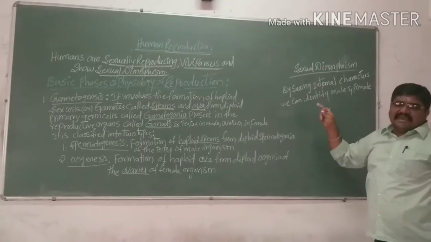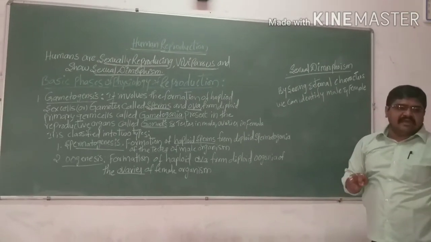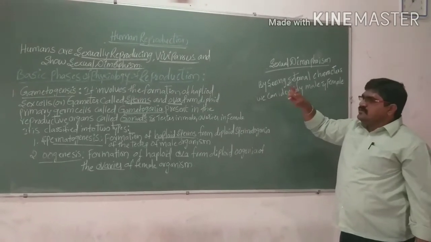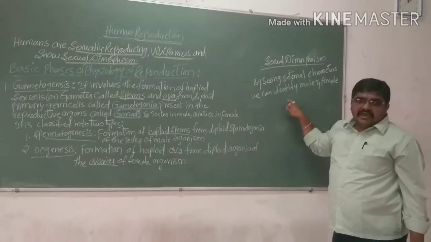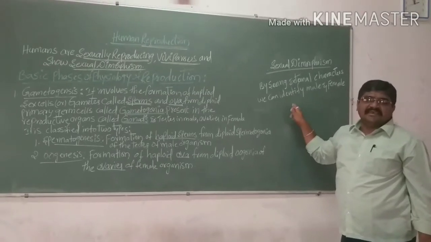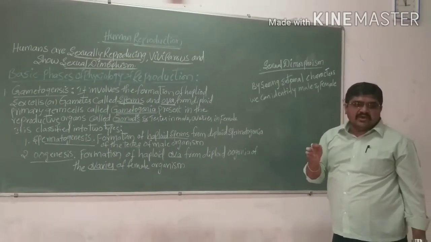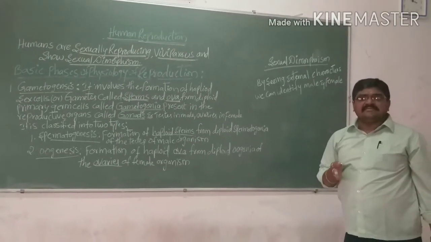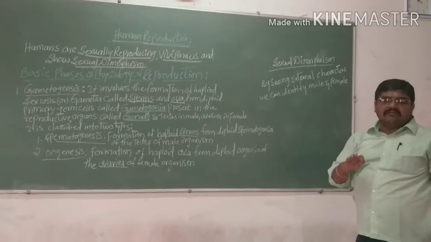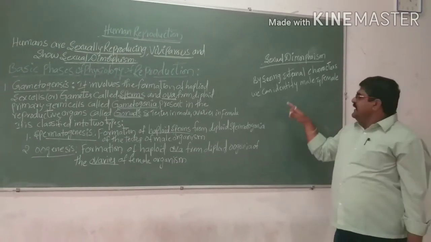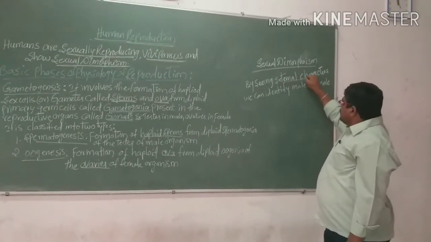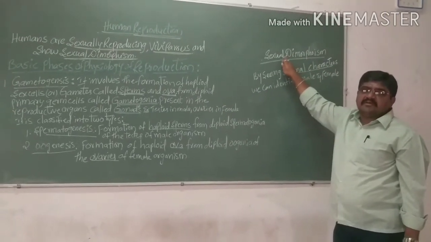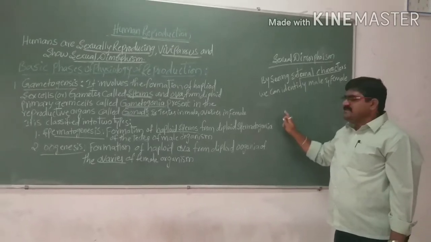So it means by seeing external characters, we can easily identify the male and female. In humans it shows a clear picture of sexual dimorphism. By seeing external characters, we can differentiate which is a male organism and which is a female organism. So differentiating male and female by external characters, we call this sexual dimorphism.